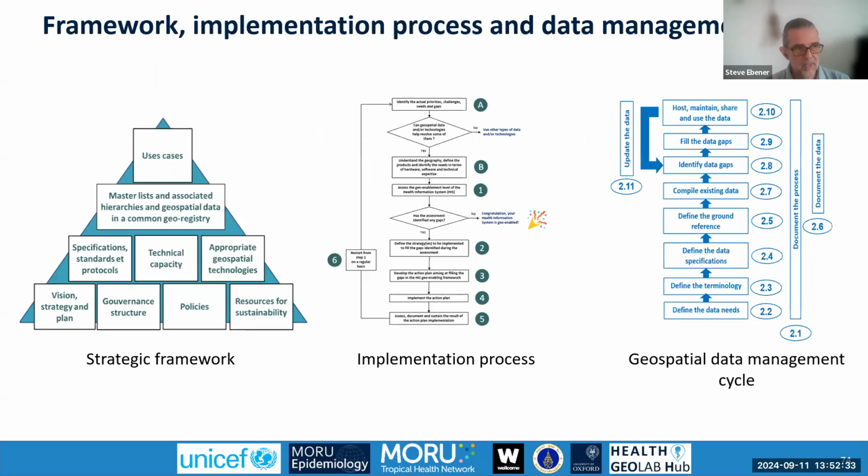The first thing is just to remind you about these 3 key graphs or schemas, which are complementary. The first one, on the left, is the strategic framework with the 9 elements that are meant to be in place and sustained for a health information system, a program, or an intervention to be considered geo-enabled, fully benefiting from geospatial data and technologies.